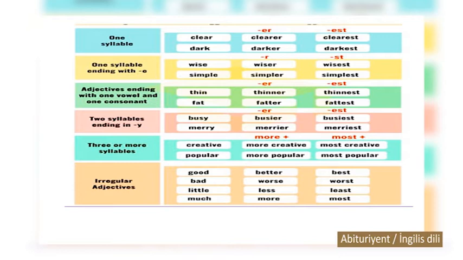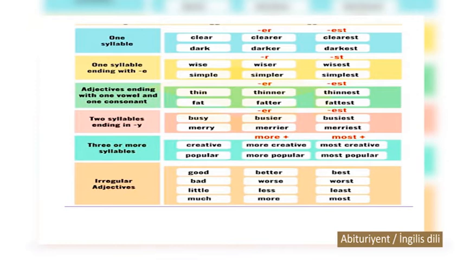And one more thing, when you do your test, one important thing is that superlative degrees of adjectives are used with the article the. For example, interesting, more interesting, the most interesting. Then clever, cleverer, the cleverest.